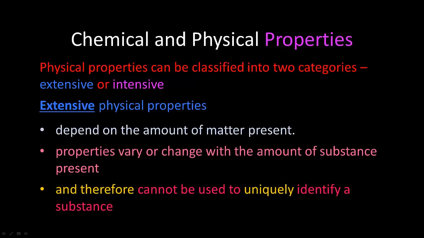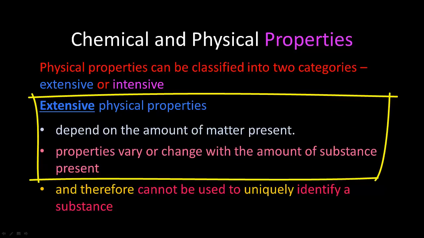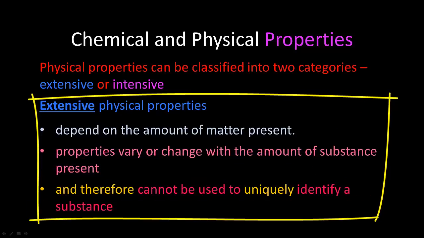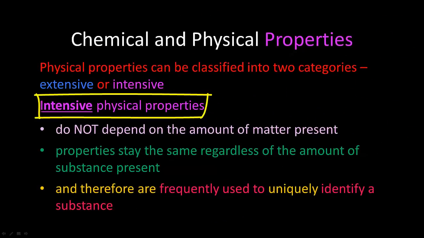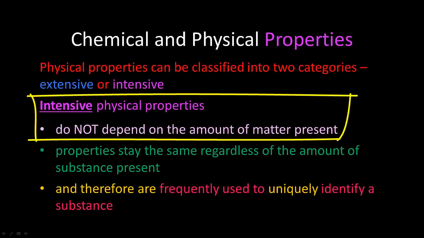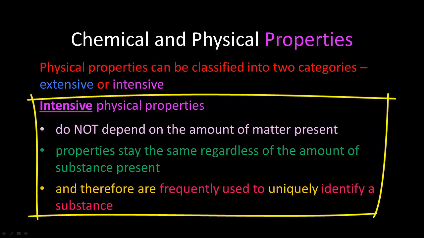Now, physical properties can be classified into two categories, extensive or intensive. Extensive physical properties depend on the amount present. They vary or change with the amount of substance present and cannot be used to uniquely identify a substance. We're going to go through an example in just a minute. Intensive properties do not depend on the amount of matter present. So you can have a drop of it, or you can have 40 gallons and it will still stay the same. Doesn't matter how much you have. And they're frequently used to uniquely identify a substance.